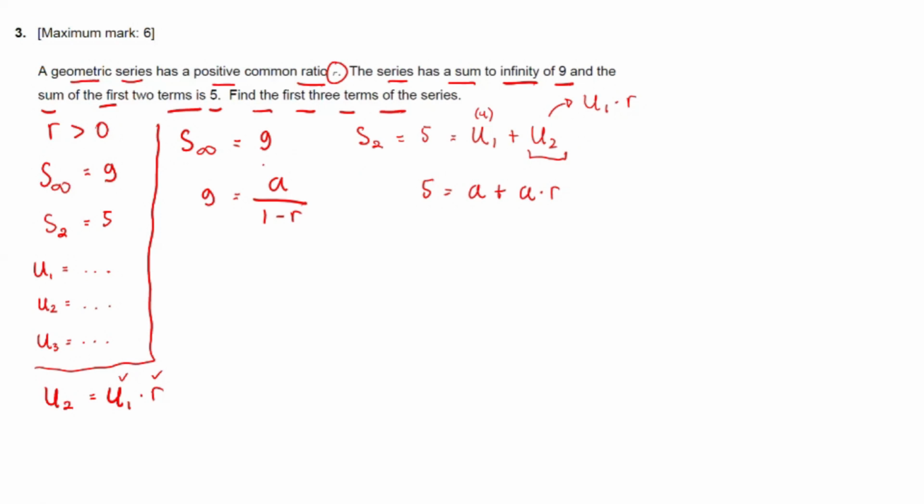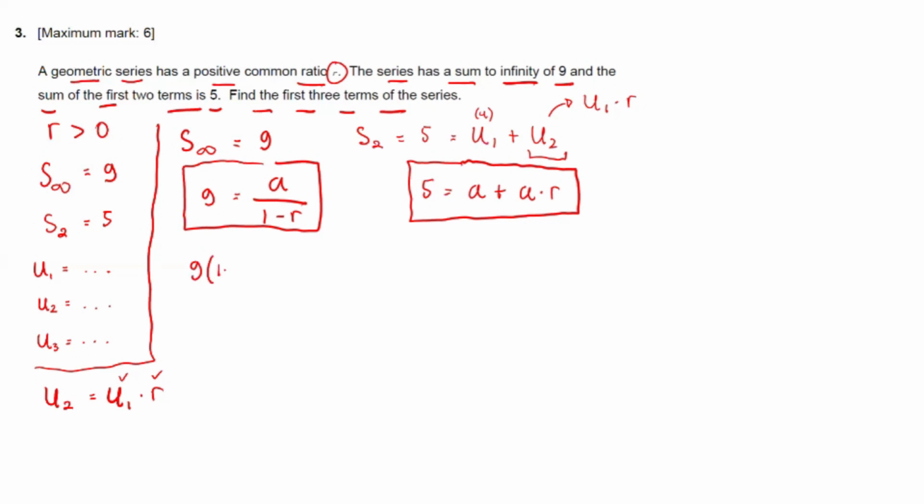Now, if you see, now we have two equations with two variables, meaning that it's solvable and it's going to be a simultaneous linear equation. Okay, so what will be here? I will multiply the 9 with 1 minus r equals A. So then later, I will change all of the A right here with 9 times 1 minus r.